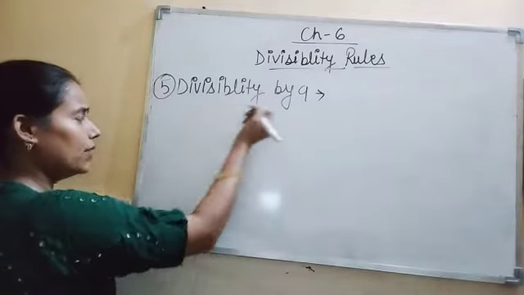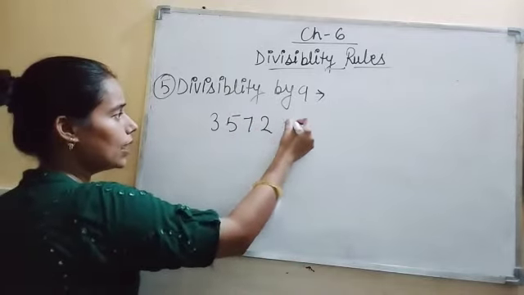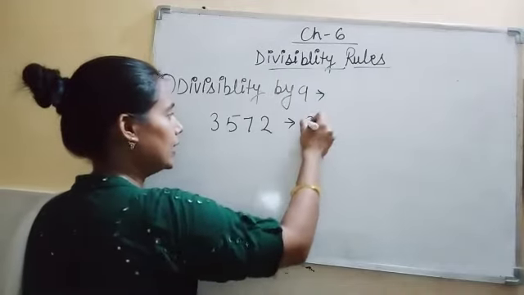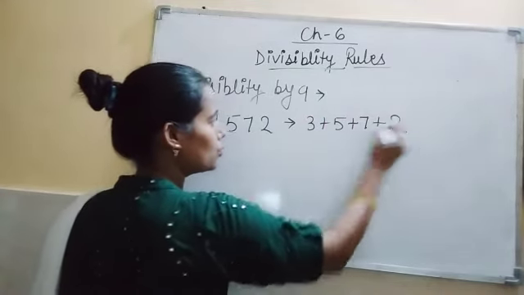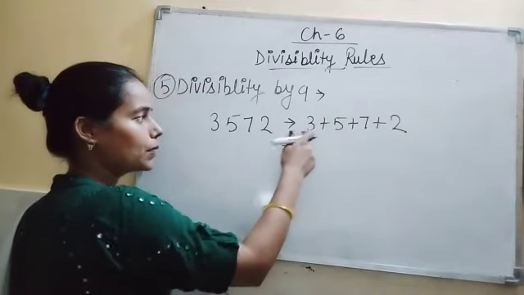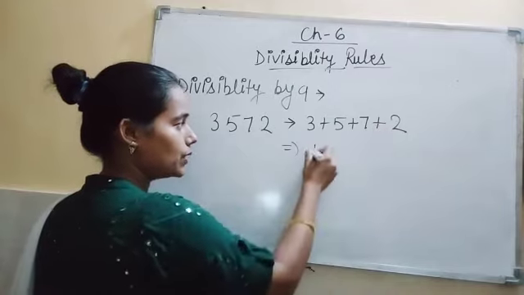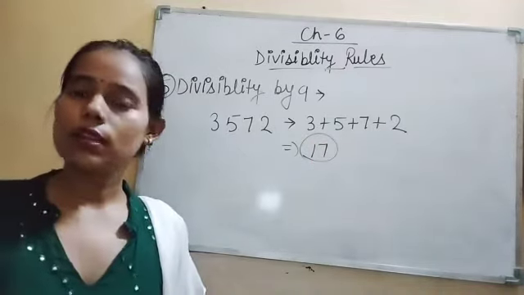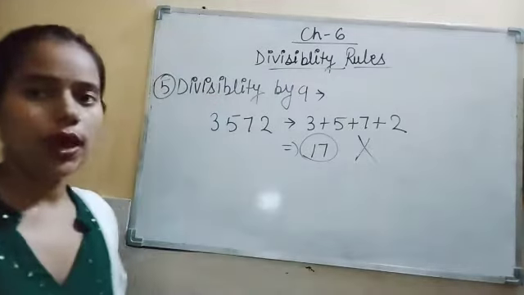So class, if I have a number 3, 5, 7, 2. So class, what we have to do? Firstly, we have to sum up the digits. So 3 plus 5 plus 7 plus 2. So class, our answer should be 5 plus 3, 8. 8 plus 7 is 15. 15 plus 2 is 17. So class, 17 does not occur in the table of 9. So then we can't divide it.